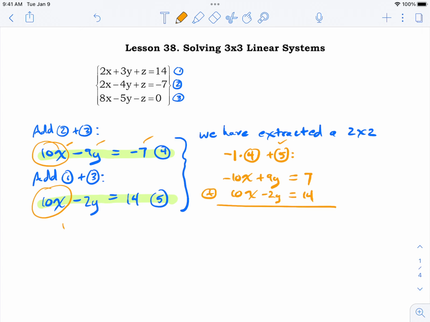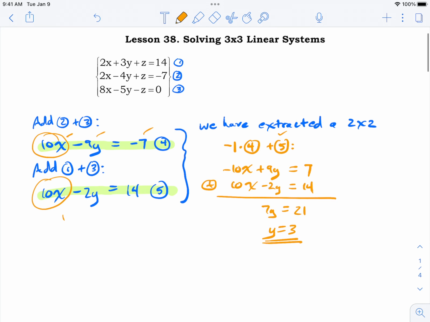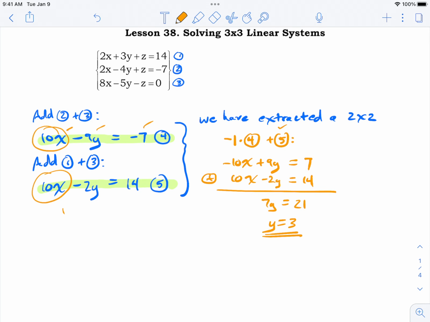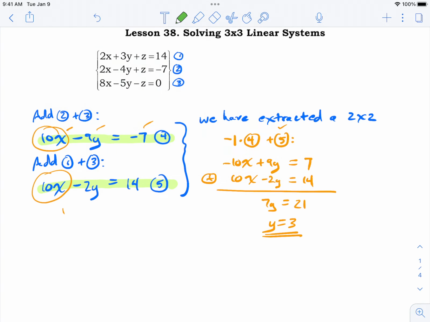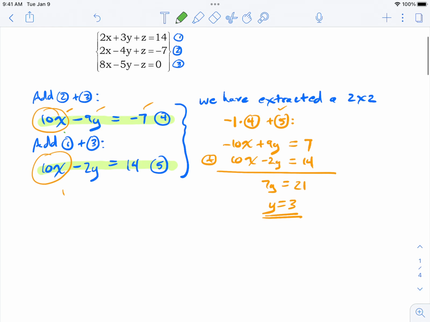The x's go away. I got a 7y here. 14 and 7 is 21. Ooh, divide both sides by 7. We've got an answer. y equals 3. Isn't this fun? Doing 2 by 2s is always fun, right? Let's finish this 2 by 2 because that's y. Let's go get x now.